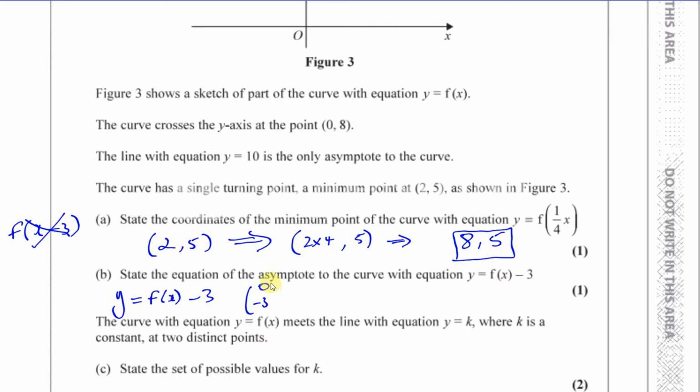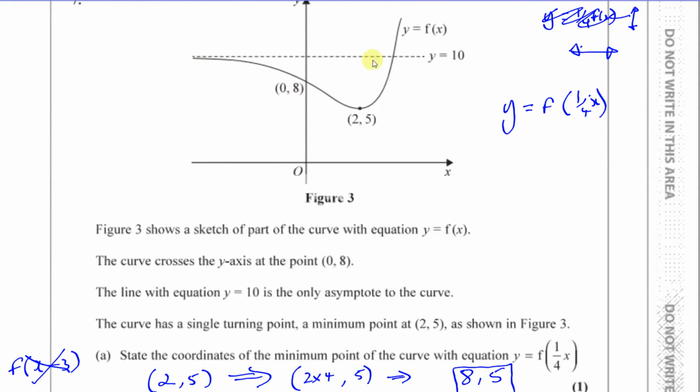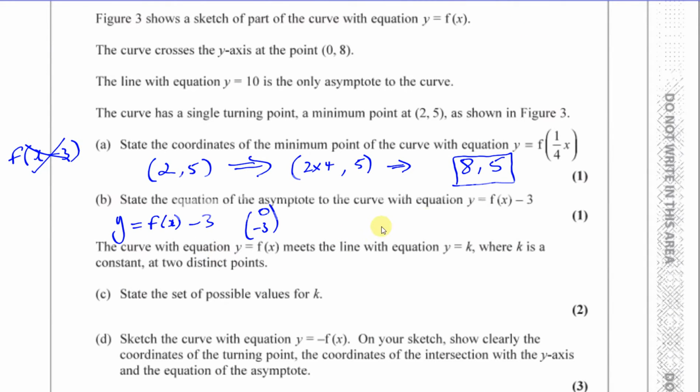It's described by the vector (0, minus 3). So every point is moved down by 3 spaces, and horizontally it stays the same. The asymptote was y equals 10, so it's going to go down 3 spaces and become y equals 7. All these points are going to move down 3 spaces, everything. So the asymptote will now become y equals 7. That's the answer for part 2.